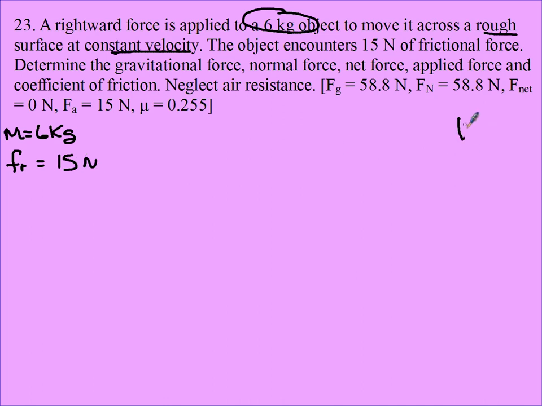Start by drawing a free body diagram over here. Fg goes down. Fn goes up. And it says it's a rightward force, so I've got a force applied. And I get friction going back. Now, because we're moving at a constant velocity, I know a is 0.